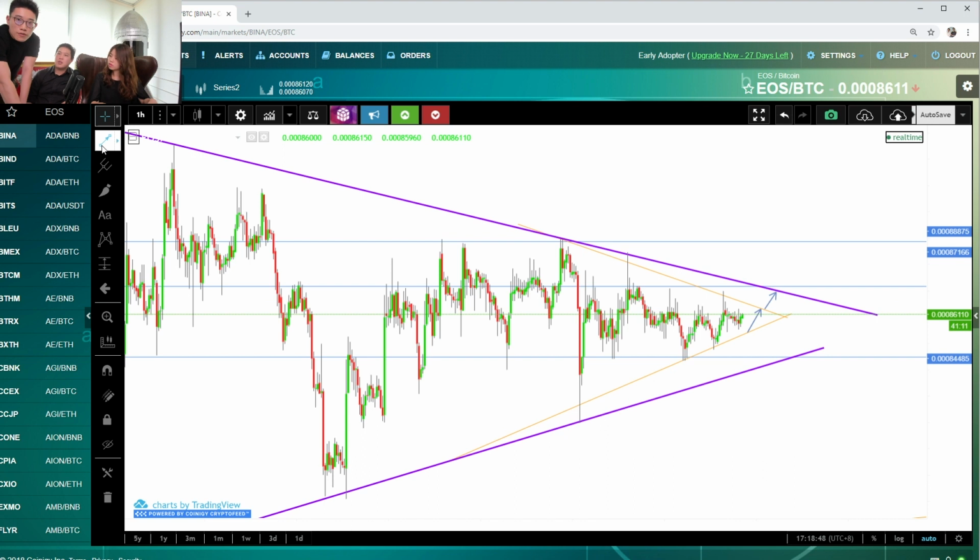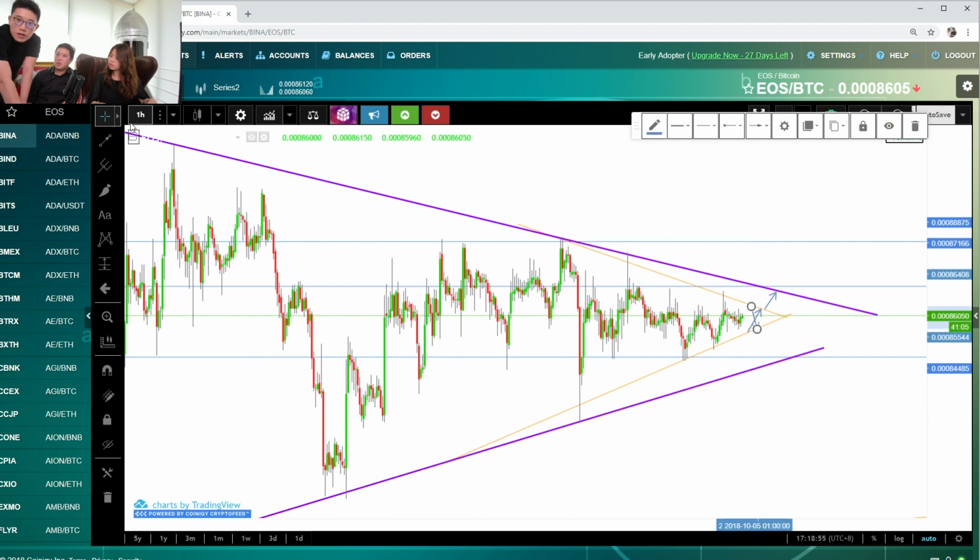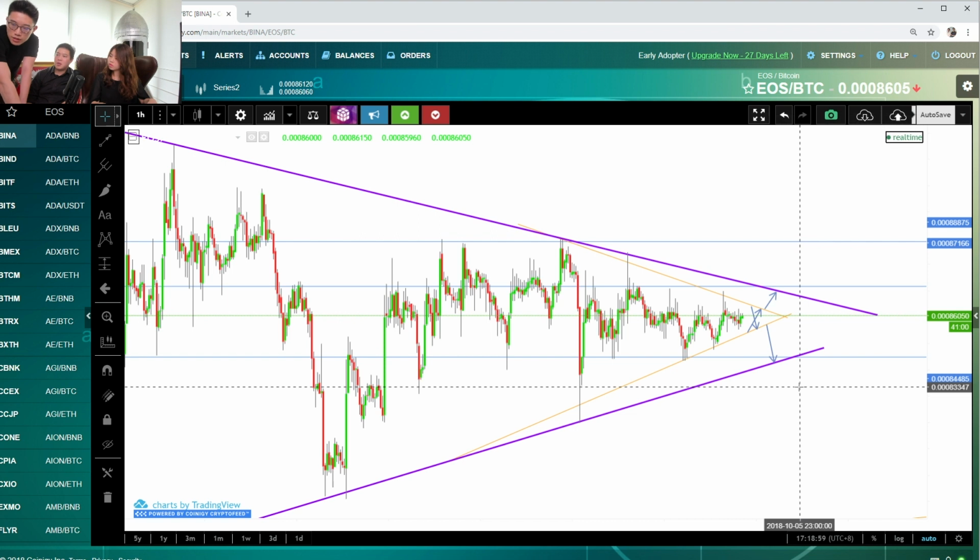Of course, being a symmetrical triangle means it can go either direction. What if it hits the resistance line here and goes down? The opposite direction is also true. Ultimately, it's heavily dependent on the movement of BTC. But if you were to ask me would I buy it now, I would not buy it at all. Okay, if you were forced to make a buy, what price would you buy in at?